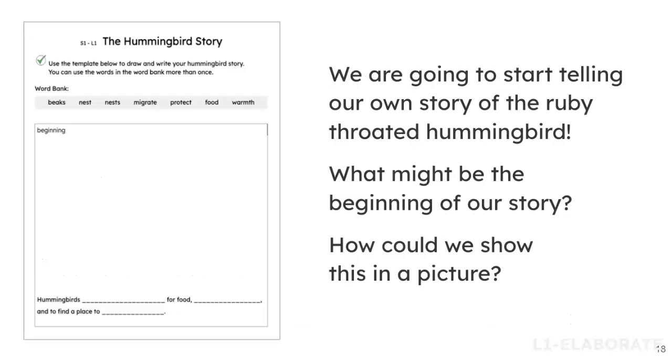For the Elaborate portion of the lesson, you'll provide students with the Hummingbird Story student journal page and show the journal page in the curriculum slides. You'll tell students that they are going to start telling their own stories of the ruby-throated hummingbird. Based on what they learned in Lesson 1, they'll start the beginning of the story in writing and drawing. For the Evaluate portion, you'll have students return to their Migration Patterns student journal page and complete the quick check on the second page.